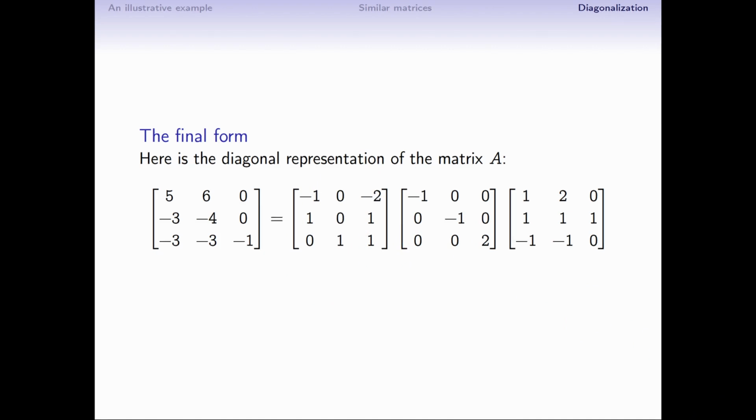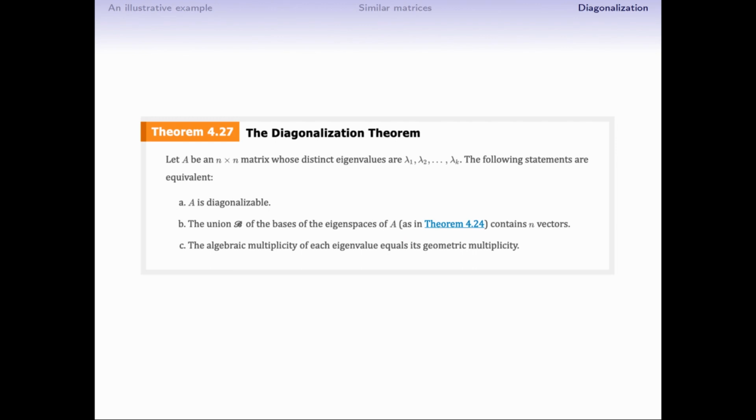Now, guided by this last problem, we are now ready to discuss the diagonalization theorem, theorem 4.27. Let A be an n by n matrix whose distinct eigenvalues are lambda 1 through lambda k. The following statements are equivalent. Statement A, A is diagonalizable. Statement B, the union script B of the bases of the eigenspaces of A contains n vectors. And statement C, the algebraic multiplicity of each eigenvalue equals its geometric multiplicity.